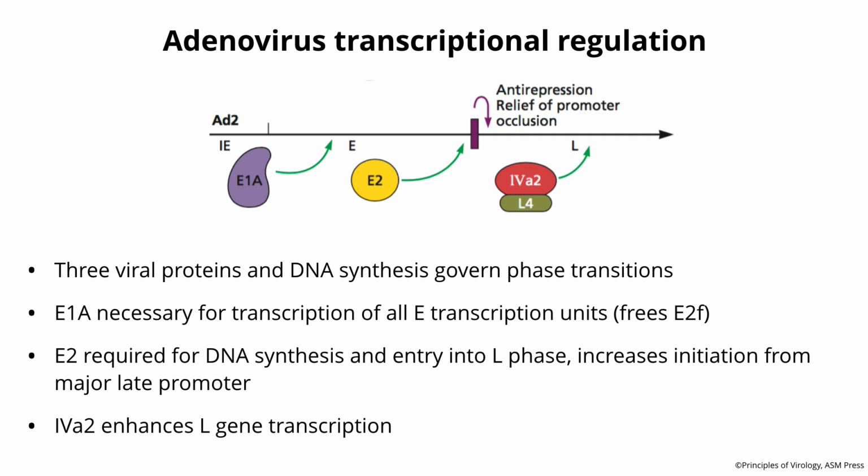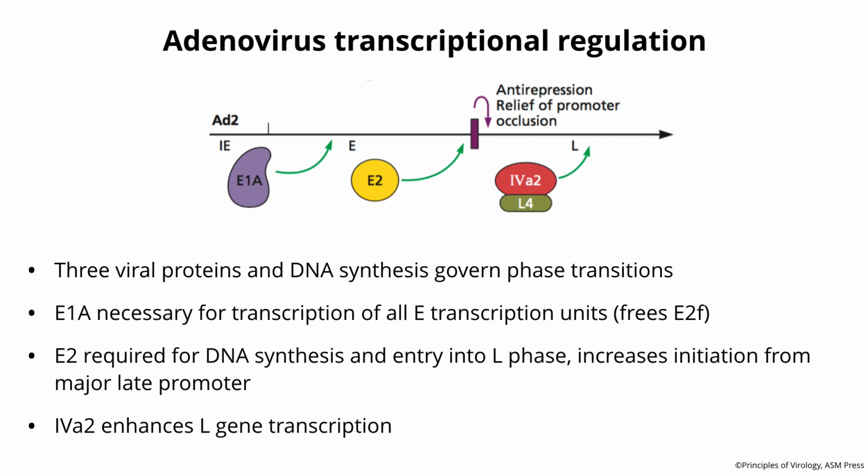They could have called it early, middle, and late, but I think they discovered early, and then they realized there was one in front of it, so they called it immediate early instead of revising the whole scheme. As soon as the ad genome gets in the cell, E1A protein is made. And remember, this binds up RB and allows transcription at the viral promoters that require E2F proteins.